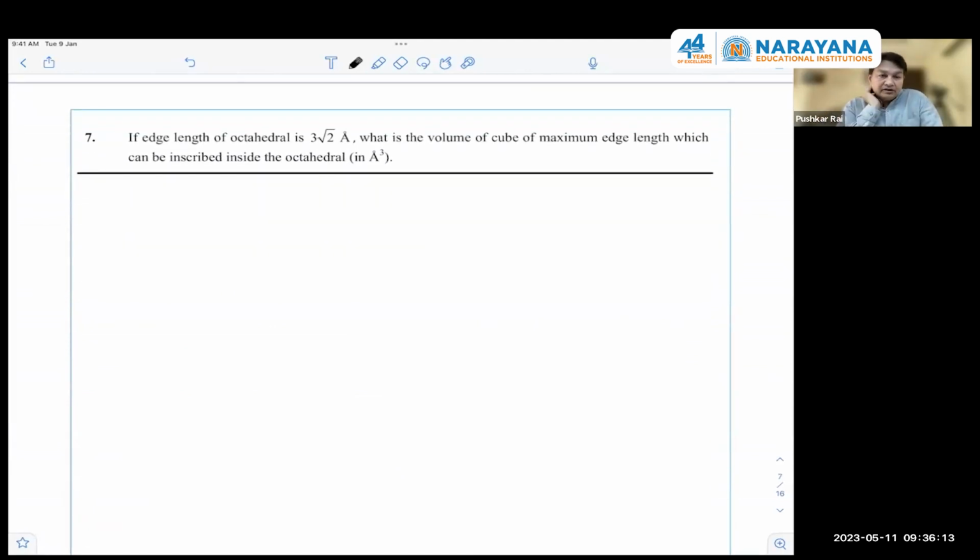Question number 7. The edge length of an octahedron is this. What is the volume of the cube of maximum edge length which can be inscribed inside an octahedron? This question belongs to solid state. And I think that in solid state, you are very well aware of the octahedron.